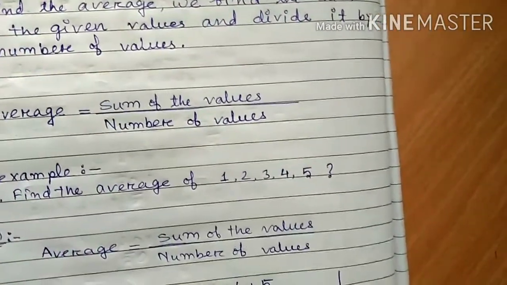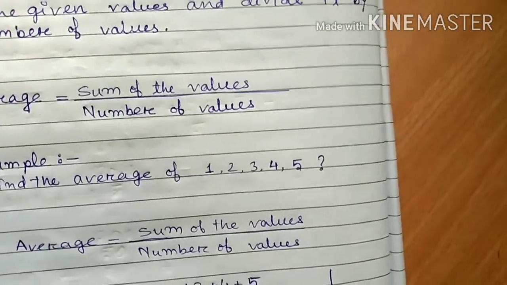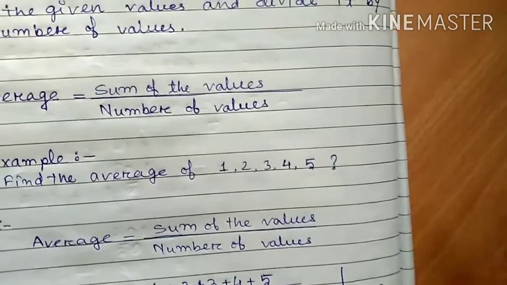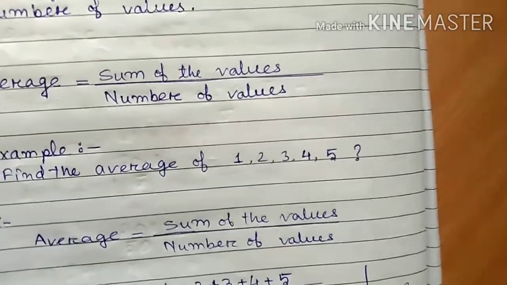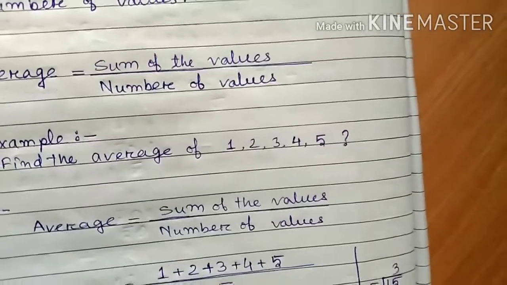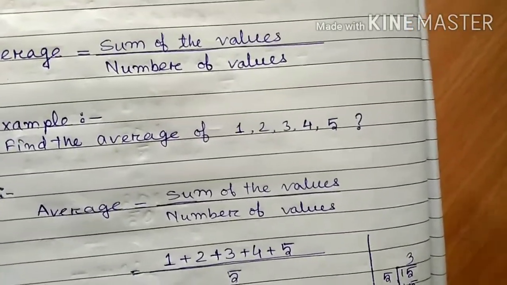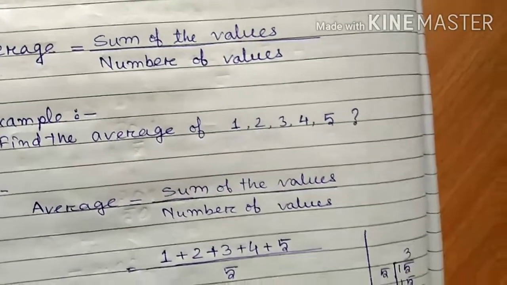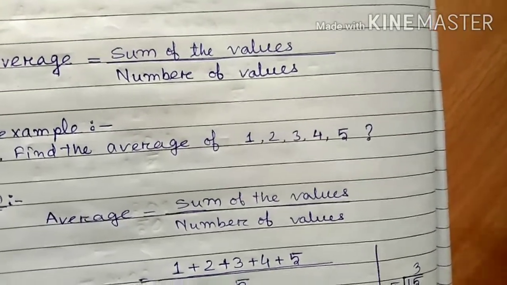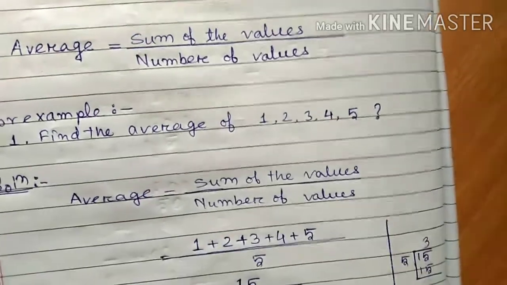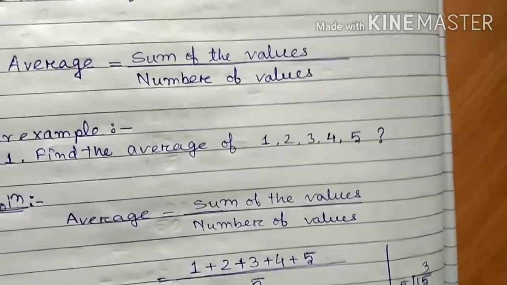If you add these 5 numbers, you will get 15. How many numbers are there? 5 numbers. The total sum is 15. If you divide this 15 by 5, then you will get the number 3. So that is your average. Now see, if you write these numbers in ascending order, 1 2 3 4 5, which number lies in the middle? 3 is there. In this way you also get the average 3, and by applying another way also you will get the average 3.